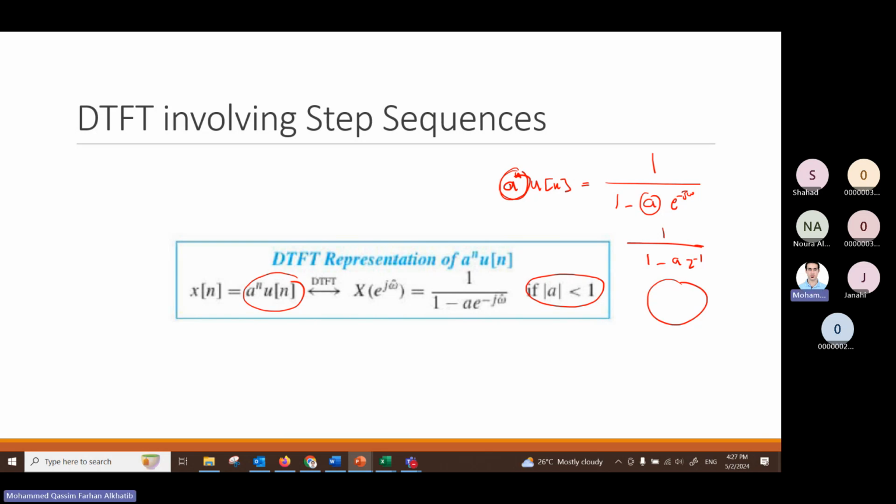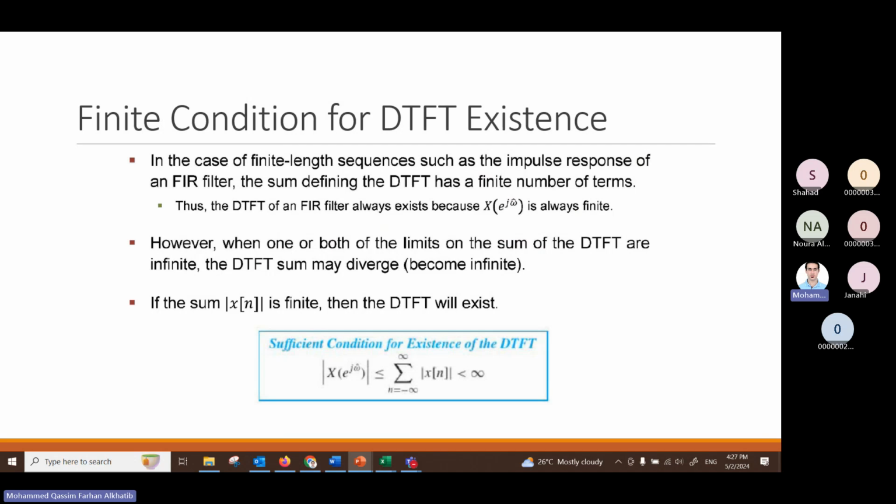All right, let's see where else. Finite condition, pretty much a similar condition. For the function to have existence in the DTFT, it must be absolutely summable. It means that summing all coefficients will not lead to infinity. It should always be bounded, always less than infinity.